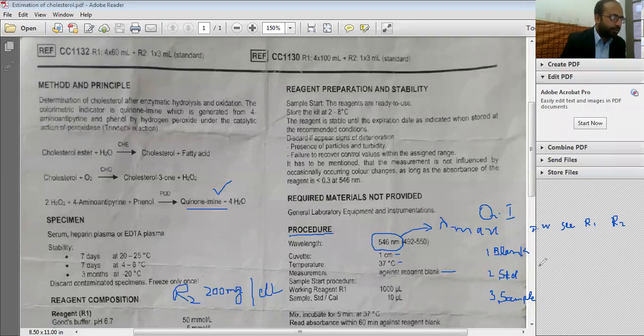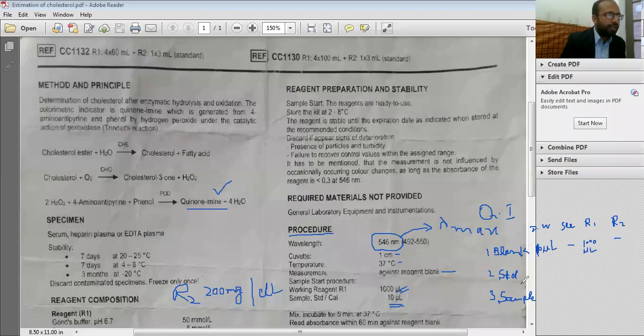Now, in the blank test tube, you will add 10 microliter distilled water. You need to add 10 microliter distilled water in the blank test tube. No serum will be added in the blank test tube, and you will add 1000 microliter R1 in the blank test tube, and no R2. We don't need to add the standard. R2 is the standard solution.